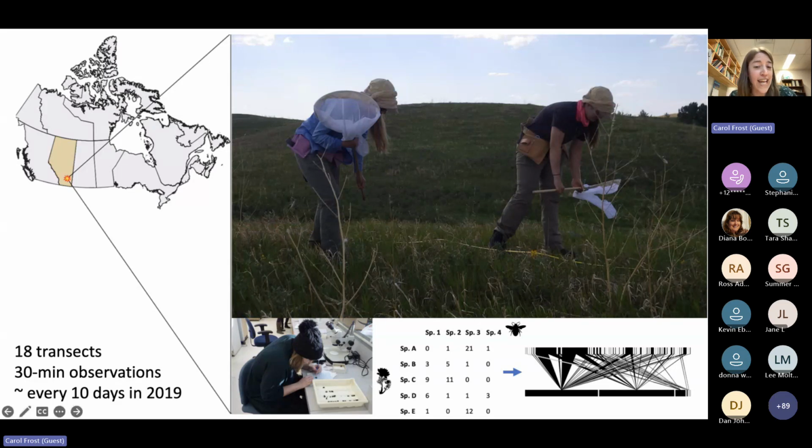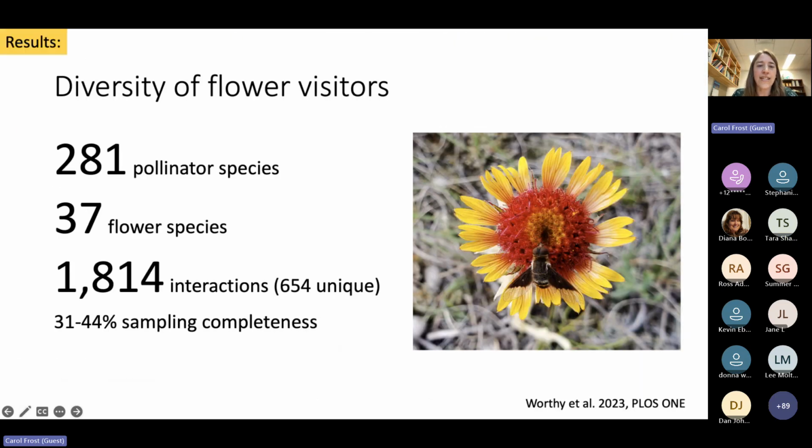This photo, you can't really see any flowers, but there are lots of flowers when you look closely. So this is Janelle identifying insects, and then this is the kind of data set you get. You have a list of pollinator species, a list of flower species, and the number of visits, and you can create this network diagram. So this data set, just to describe it, had 281 pollinator species, 37 flower species, 1,814 interactions, 654 which were unique, and we estimate that it had only 31 to 44% sampling completeness.